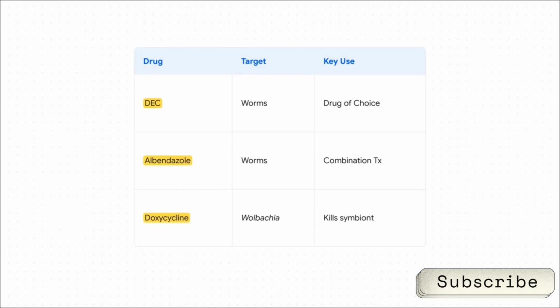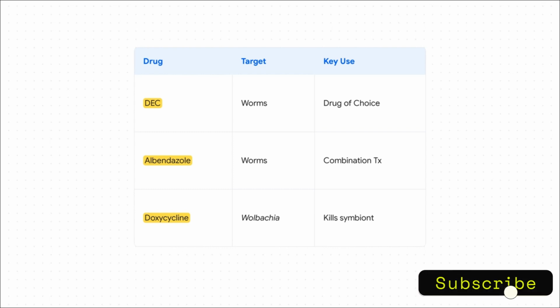Okay, let's break down the treatment. The number one drug you have to remember is Diethylcarbamazine, or DEC. This is the drug of choice. It kills the microfilaria and, a bit more slowly, the adult worms. We often use it in combination with albendazole. But what's really clever is using doxycycline. Remember those Wolbachia bacteria living inside the worms? Well, doxycycline targets them, which basically sterilizes the adult female worms and eventually kills them. It's a pretty brilliant strategy.